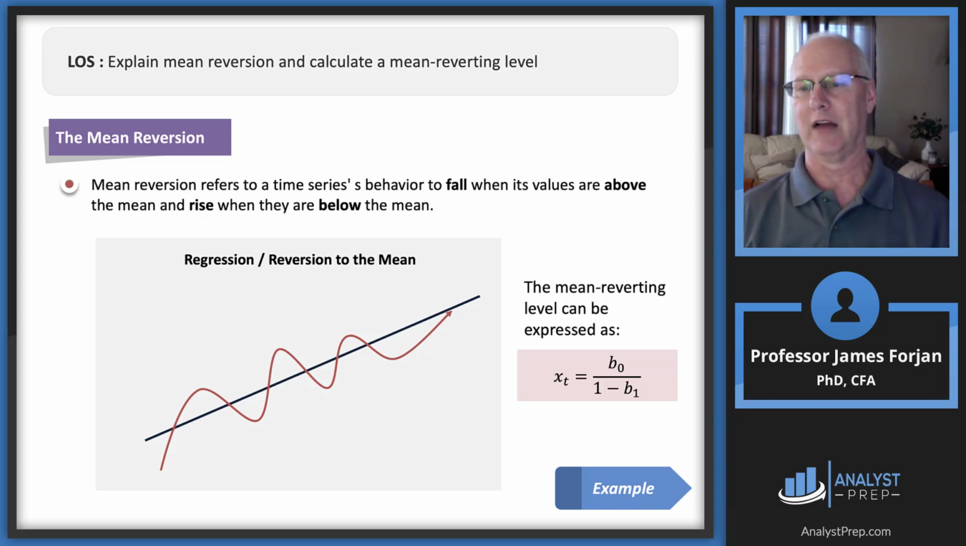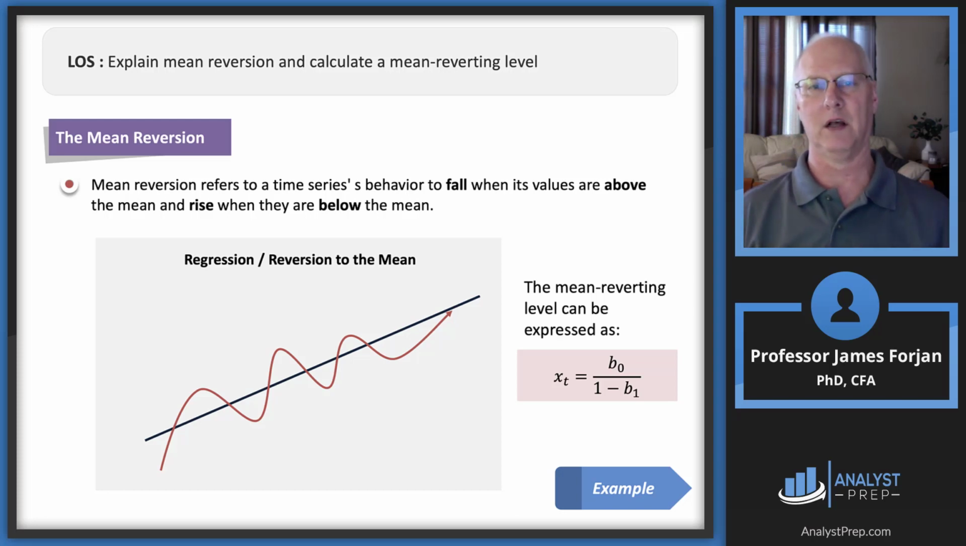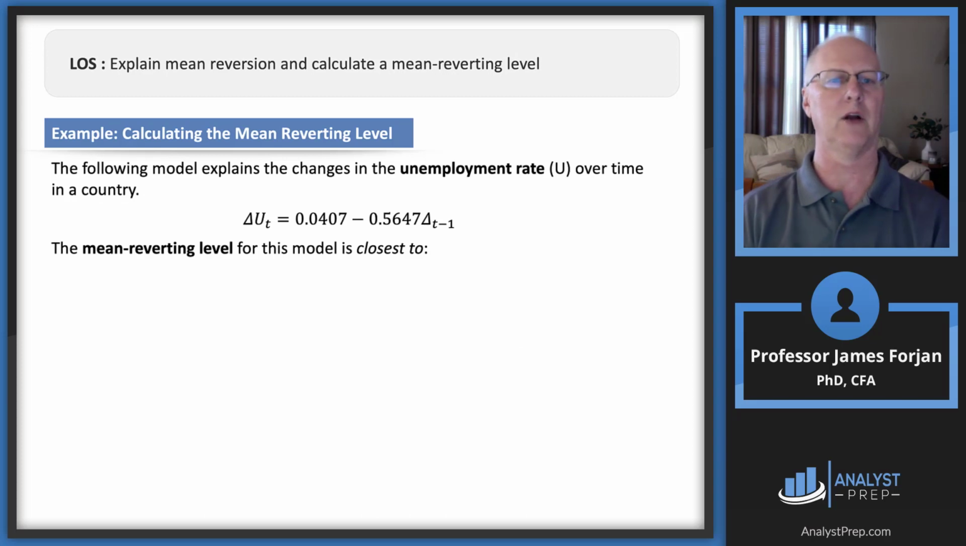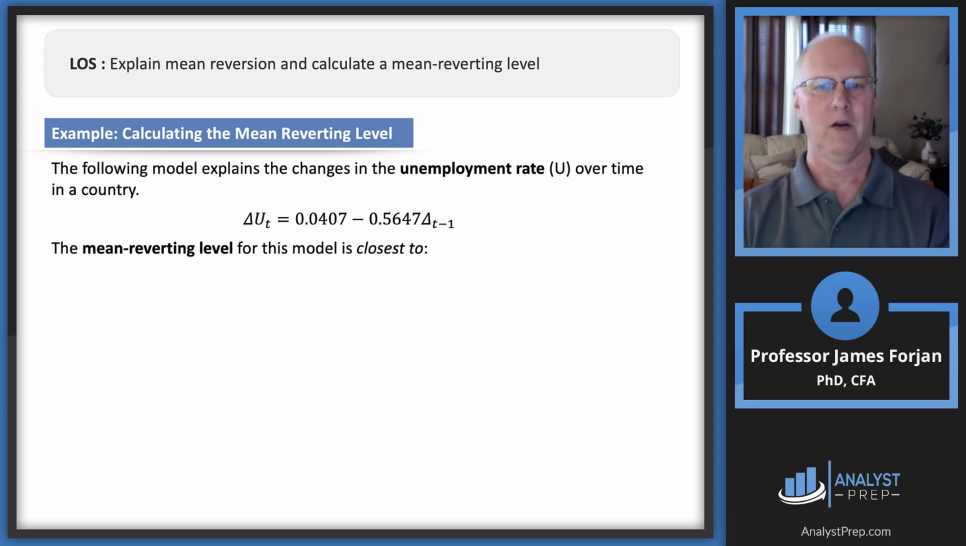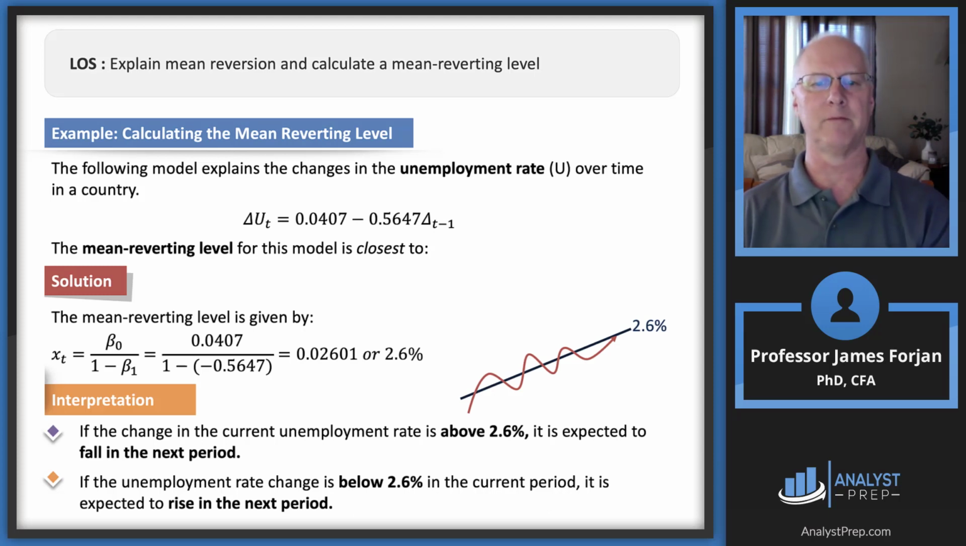That mean reverting level can be expressed with that box over there on the right: the intercept divided by 1 minus the slope. Let's go ahead and take a look at a quick example here. Here's a model that explains the change in the unemployment rate over time and the mean reverting level. We've got the slope there, the intercept 0.407. Divide that by 1 minus the slope, 0.5647, and we get 2.6%.